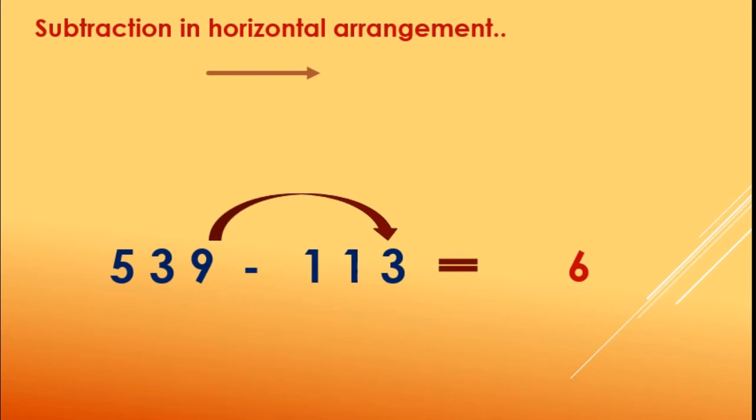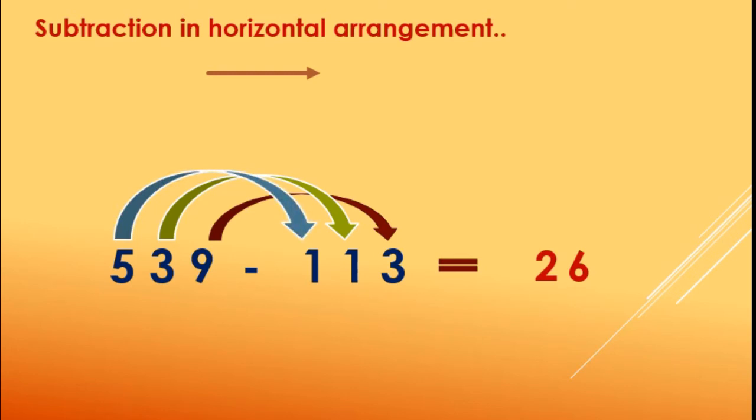Okay. Now second, we will move to the tens place. See here, 3 minus 1 is 2. We have to write that to the left of the earlier number. Then the third one, the hundreds place: 5 minus 1 is equal to 4. Got this? The answer is 426. Okay.